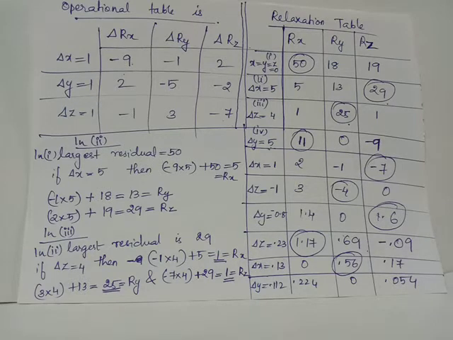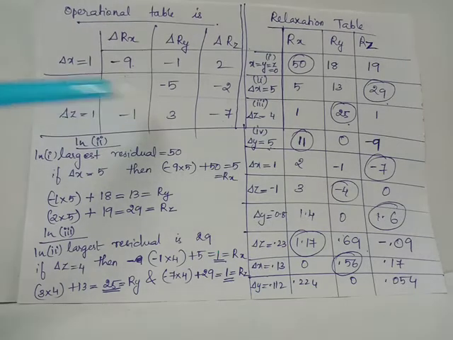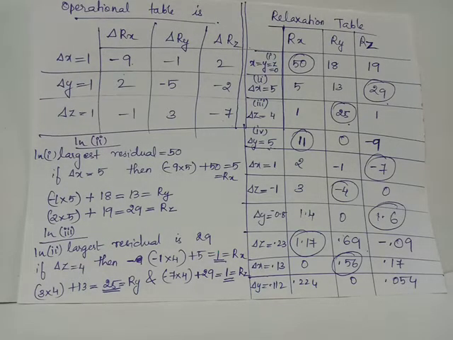Hence we will have to give increment to the variable z. If you give delta z equals minus 1 and multiply delta z equals minus 1 to each entry in the last row of operational table, we will have Rx equals minus 1 into minus 1 plus 2 which equals 3. Ry equals 3 into minus 1 plus minus 1 which equals minus 4. Rz equals minus 7 into minus 1 plus minus 7 which equals 0. Hence we have, when you selected delta z equals minus 1, this numerically largest value got reduced to 0.